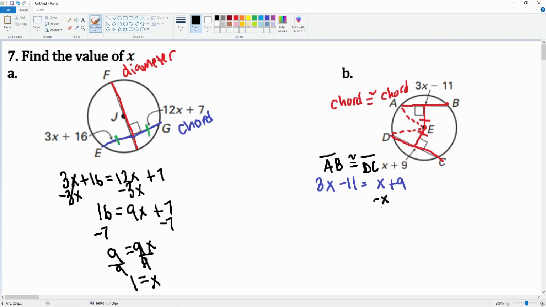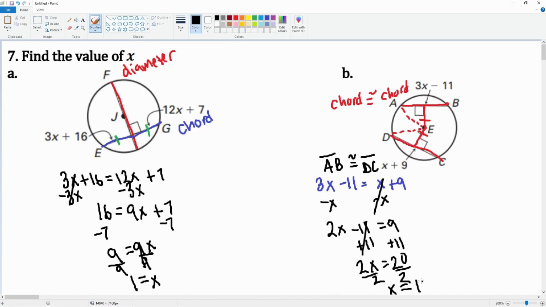Minus x from both sides. This gets you 2x minus 11 is equal to 9, because this does cancel. We add 11 to both sides. 2x is equal to 20. Divide by 2, divide by 2. We get x is equal to 10. So there you go, that is how you solve for x using your properties of chords.